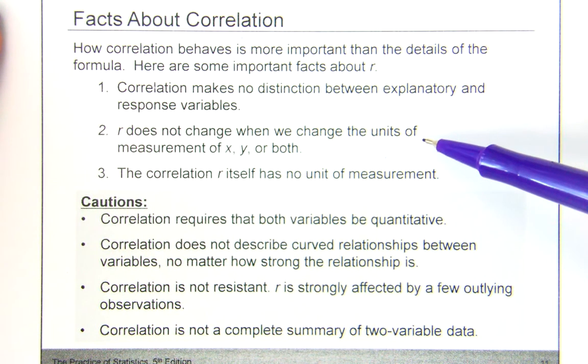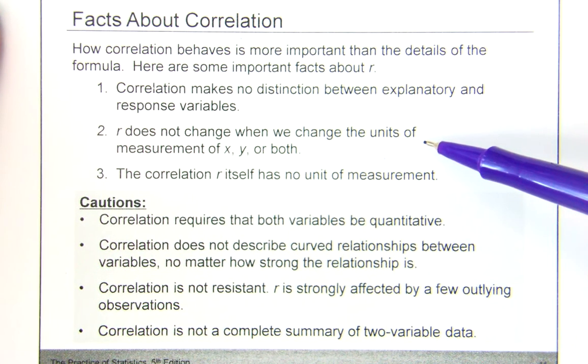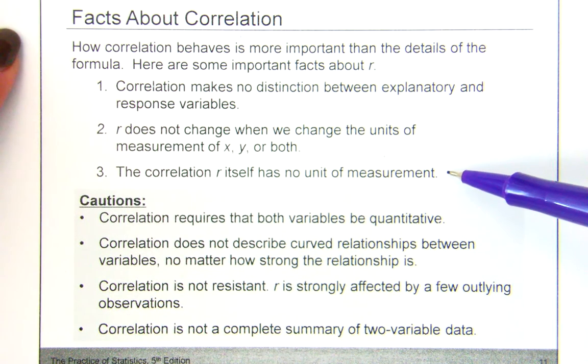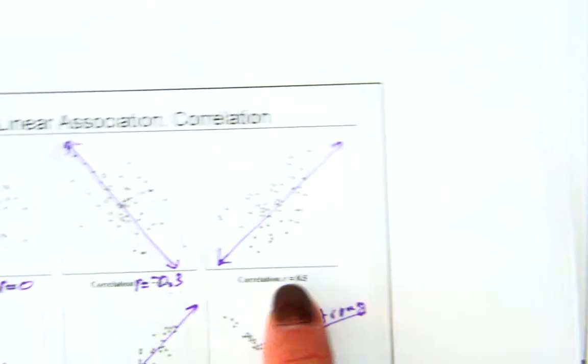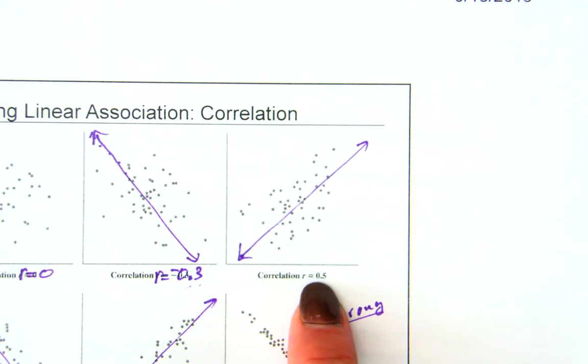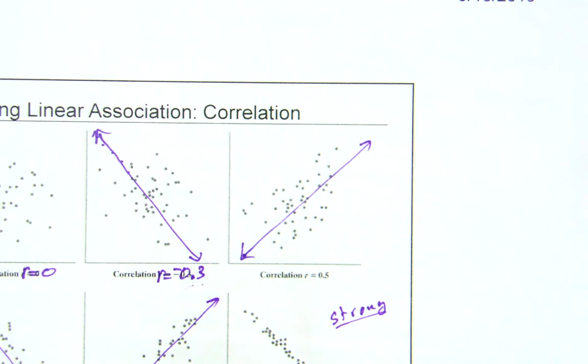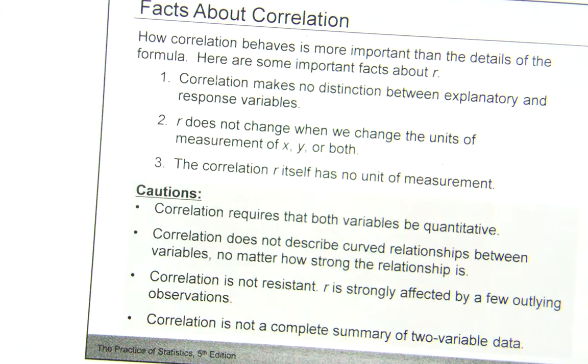R does not change when we change the units of measurement on x and y or both. It usually stays the same. The correlation itself has no unit of measurement, right? It's not 0.5 inches. We're not talking about standard deviations away from your mean, or how many inches it takes for every something. It's just a variable. And once we get the calculator in place, I'll show you what it really means.